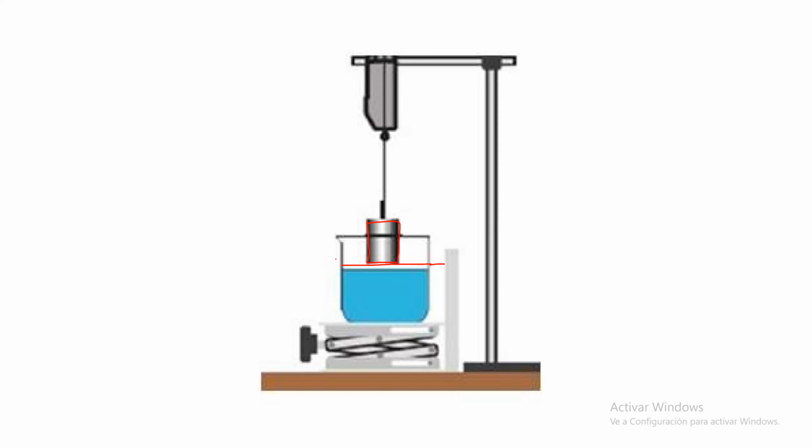But if this object is denser than water, then it will sink. So therefore, we need to sustain it with something, for example, this string right here. So this string can actually be connected to a sensor that tells us the weight that is pushing down.